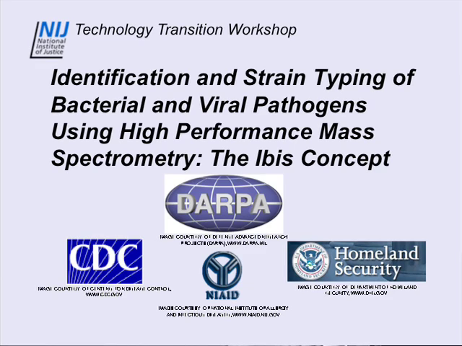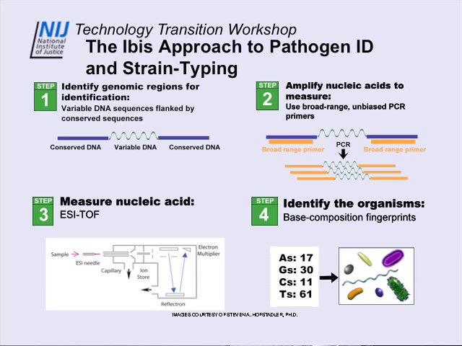So I'm going to walk through now kind of the Ibis concept for broad range pathogen detection. And you'll see the parallels with this approach versus what we're doing with the human forensics. So here we've got 4 basic steps. These are the 4 same basic steps that we use in the human forensics applications, except for this step is quite different. So step 1 is a primer design step.